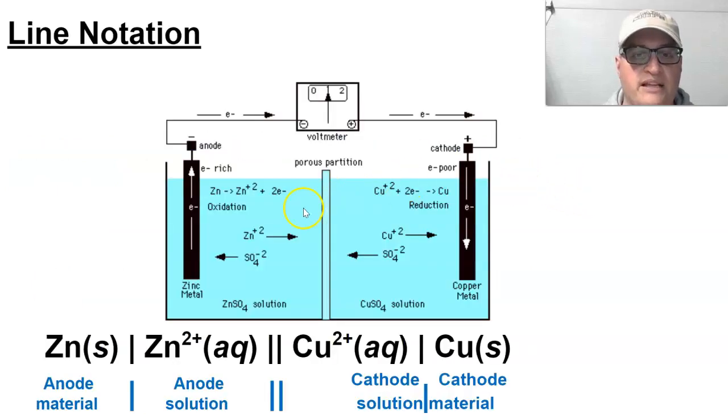So again, something like this, line notation. We've got the idea of different charges moving around. Anode material, zinc. Anode solution, zinc 2 plus aqueous. Sometimes they'll put the full compound. Sometimes they'll just put the ions that are important. Then we have the cathode solution and cathode material. So again, trying to just give you different variations of what these will look like. Even this one is a different variation of what we saw previously.